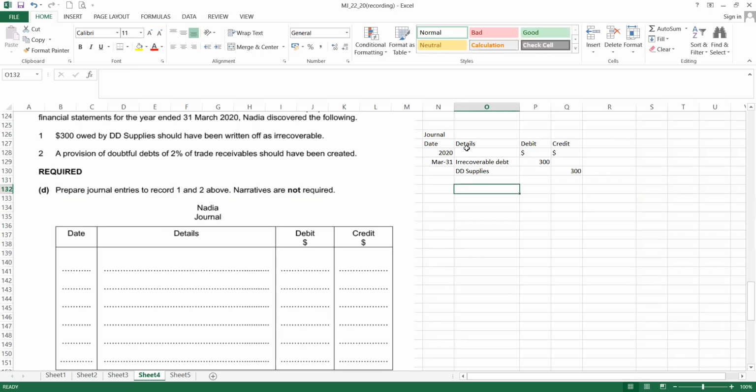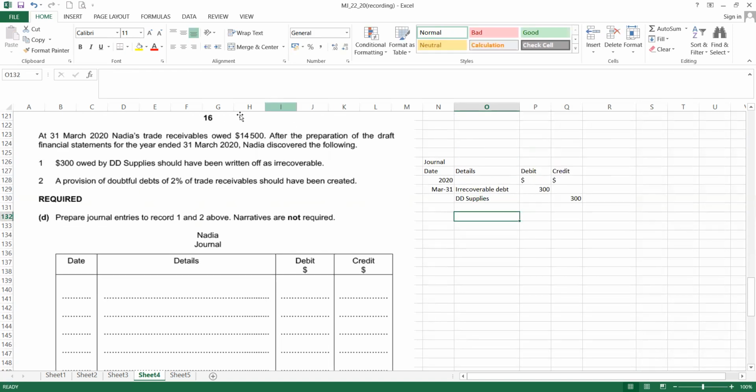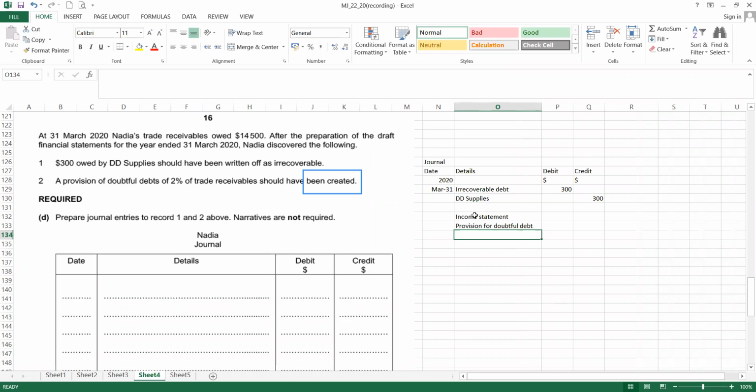The next one, a provision for doubtful debt 2%. So before the adjustment, the total amount is 14,500. But because here there is the irrecoverable debt, how are we going to calculate the provision? Because when provision is created, that means this is the first time. The first time the double entry must be debit income statement, credit provision for doubtful debt. This is the first time recording. This is a must.